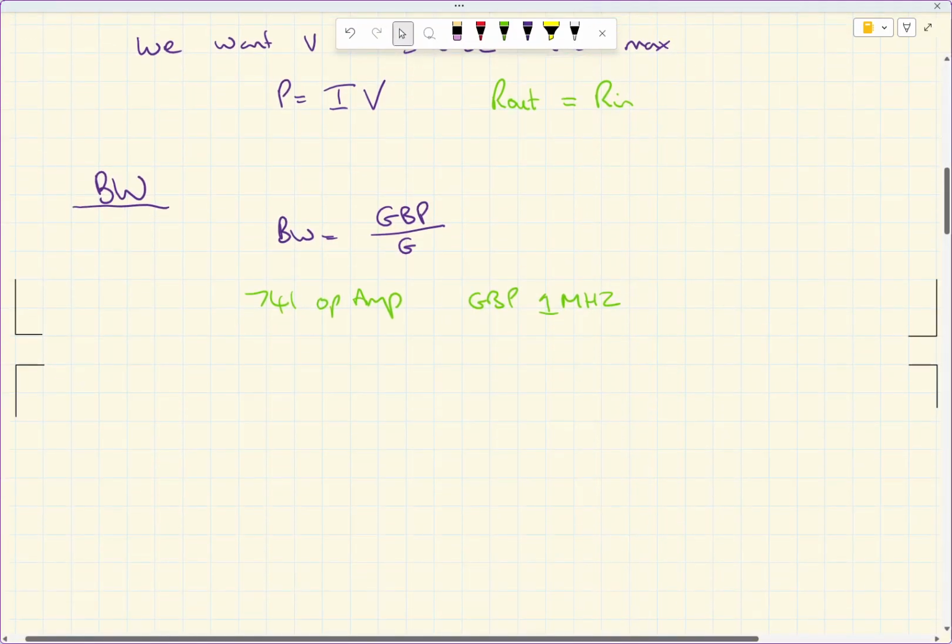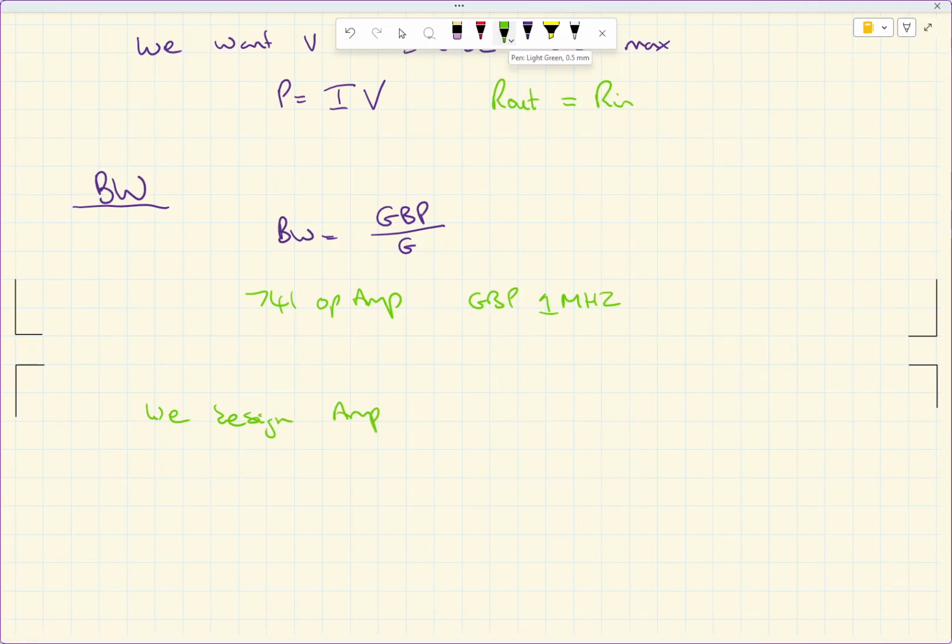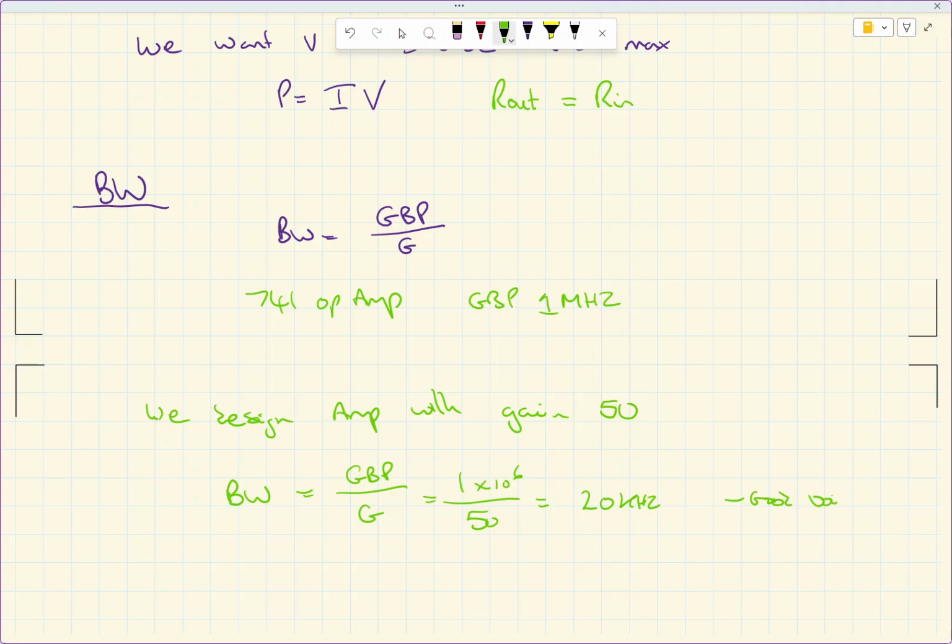Okay, if we design an amplifier with a gain of 50, for example, then the bandwidth for that amplifier is gain bandwidth product over gain, so we've got 1 times 10 to the 6 divided by 50 gives me a bandwidth of 20 kilohertz. So therefore that would be good for voice.